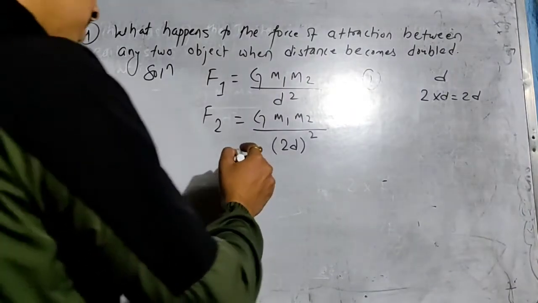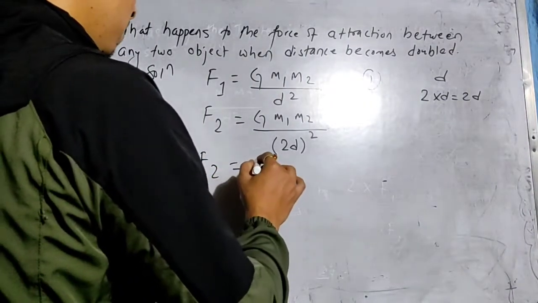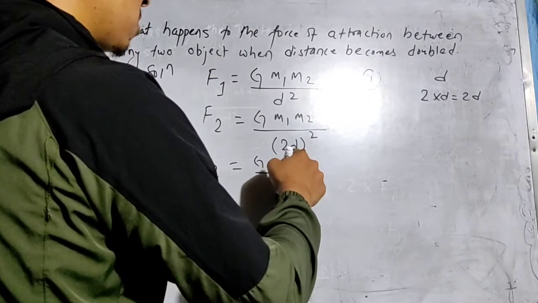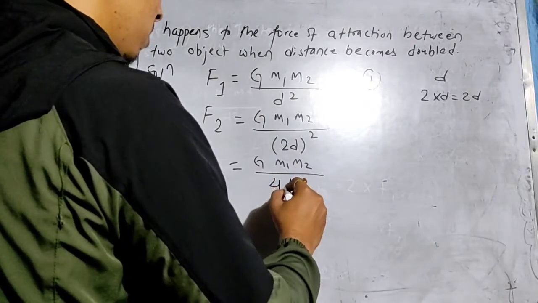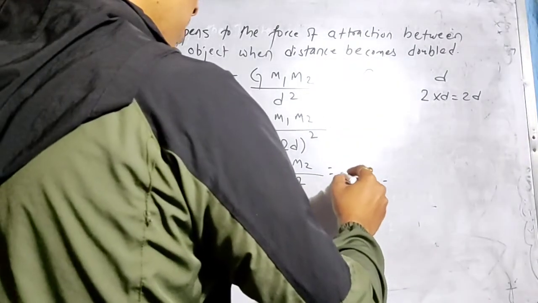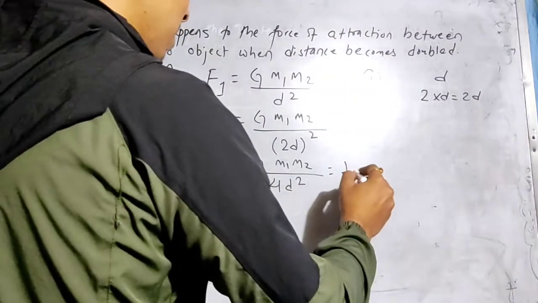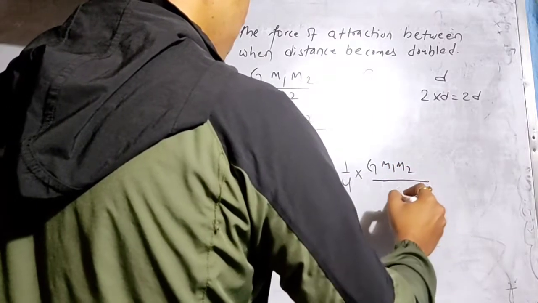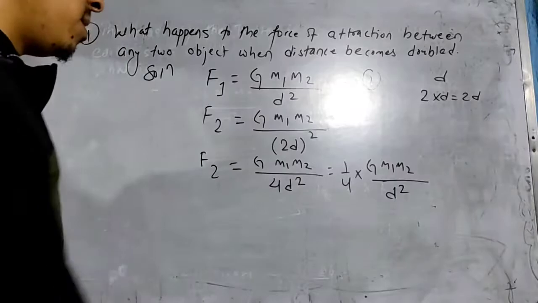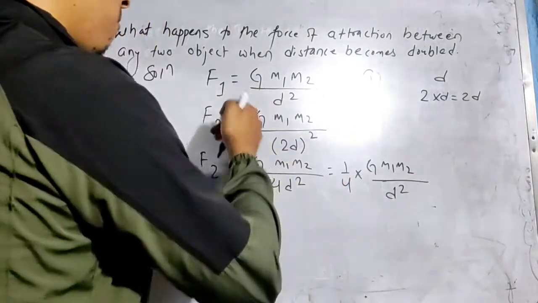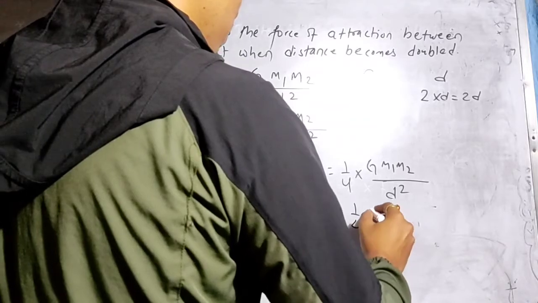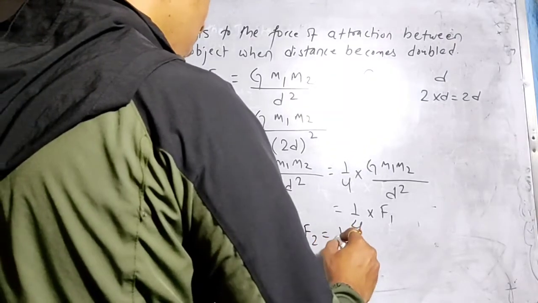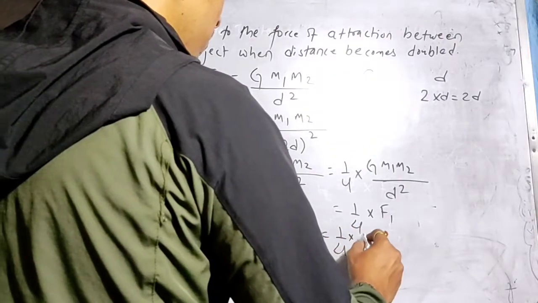So now F2 is equal to G m1 m2 by 2 to the power 2, 4, d square is d square, 4d square. Simply, now here we can do like this: 1 by 4 into G m1 m2 by d square. Simply G m1 m2 by d square is F1. That's why 1 by 4 into F1. Therefore F2 is equal to 1 by 4 into F1.